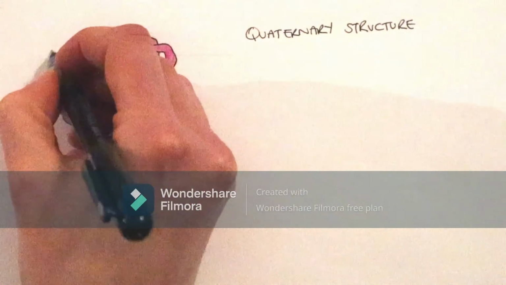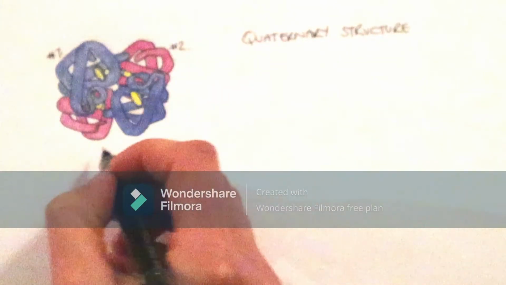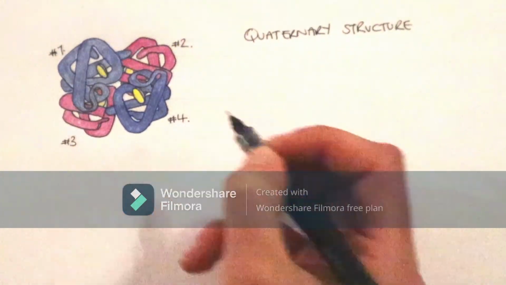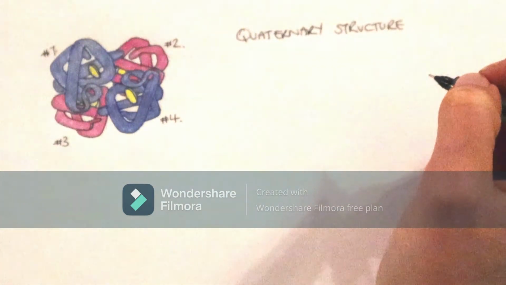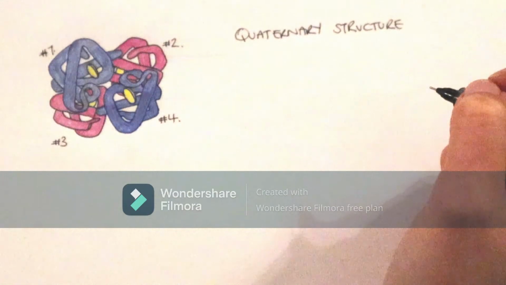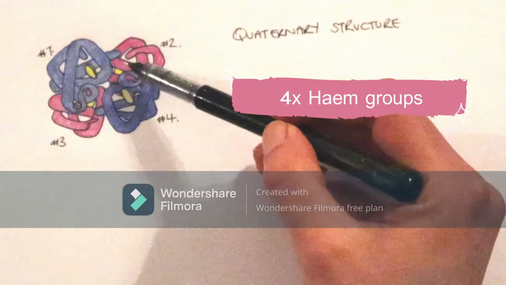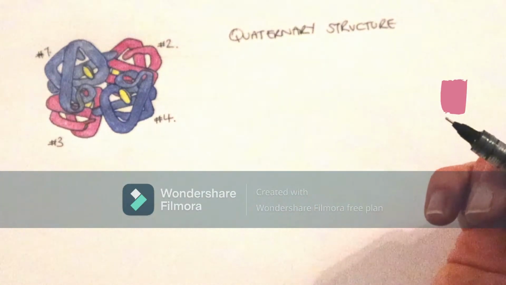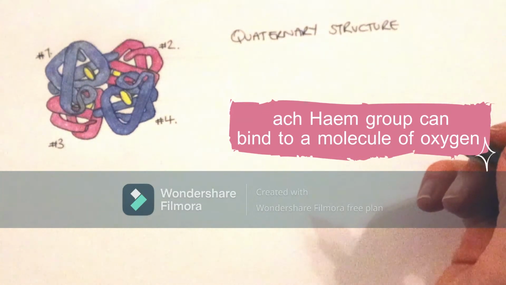So you can see here we've got number 1, number 2, number 3, and number 4. And these are 2 alpha and 2 beta. And these 4 polypeptide chains each have a heme group. And you can potentially see them with these 4 little yellow discs. Each heme group contains an iron atom that can each bind to a molecule of oxygen.